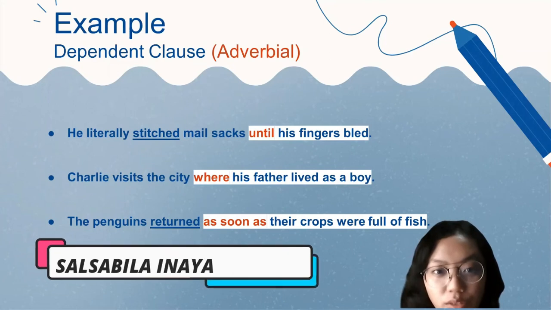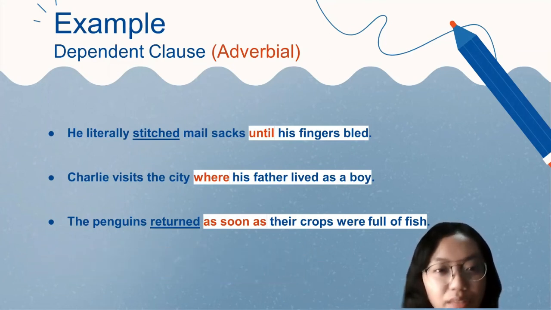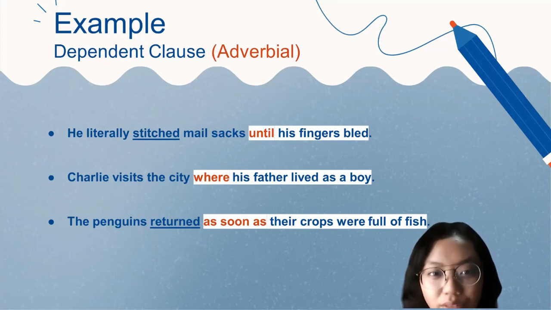Now we move on to the next type of dependent clause, the adverbial one. In the first sentence, it says, he literally stitched mail socks until his fingers bled. The highlighted part, until his fingers bled, explains the consequence of the verb stitch and what it has caused. So the dependent clause in the sentence is until his fingers bled. We use the word until as the conjunction here. Therefore, this one is an adverb of time.